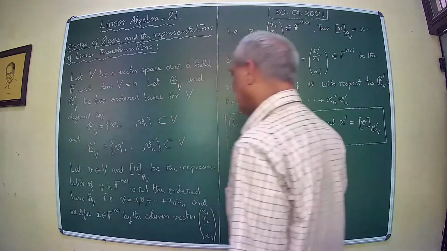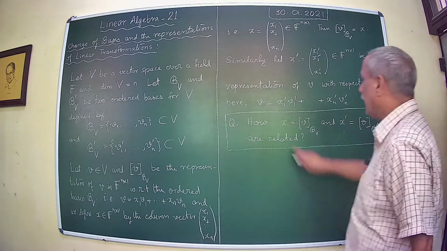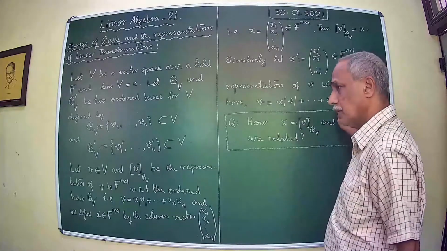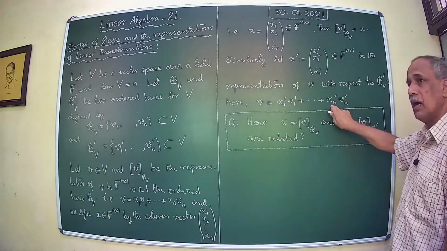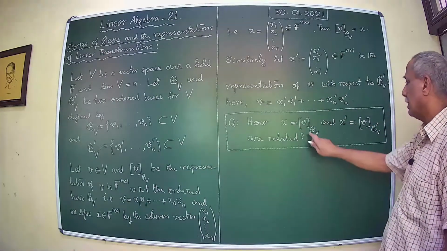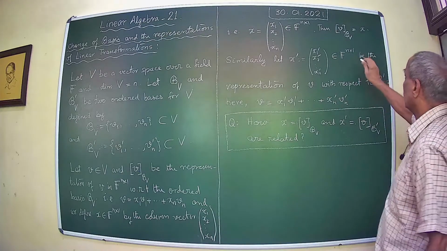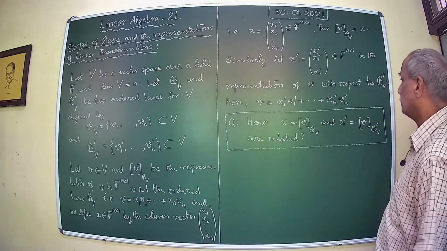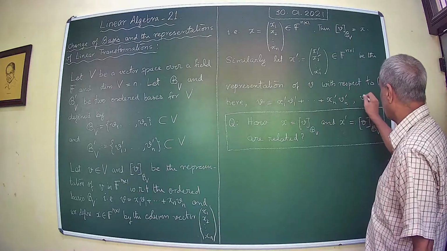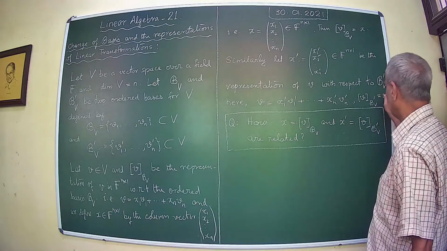Now that means v has the representation x1 prime v1 prime plus etc. xn prime vn prime. And again x1 prime, x2 prime, etc. xn prime are uniquely determined. Therefore, it determines an x prime as a column vector, and that column vector represents v with respect to the ordered basis B prime. Okay. So what you have here is the representation of v with respect to B prime equal to x prime.